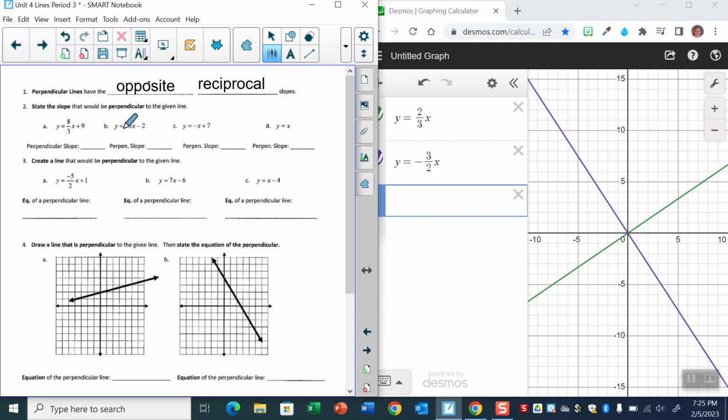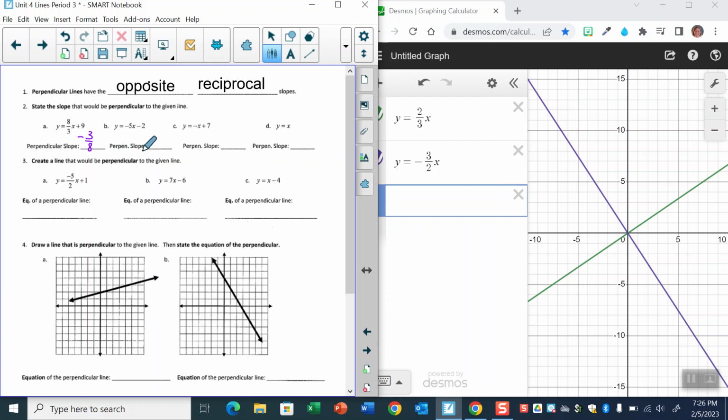Okay, so for example, here maybe I'll make an equation of a line. The slope here is 8/3, right? So the perpendicular slope is going to be negative, and then I've got to flip the fraction. So it would be 3/8. Okay, no big deal. That's all you have to do.